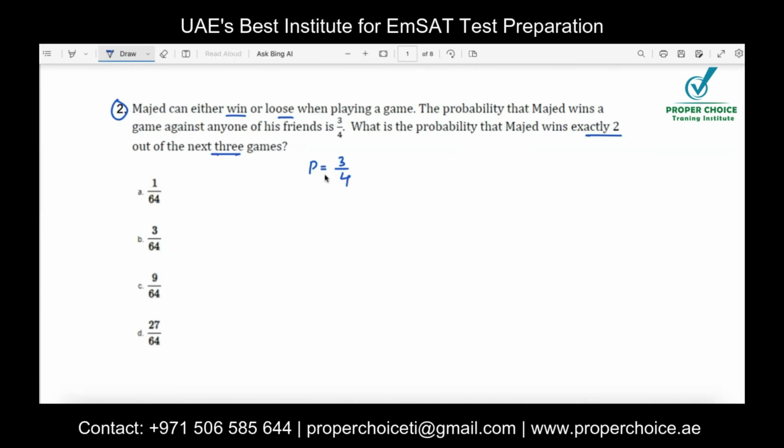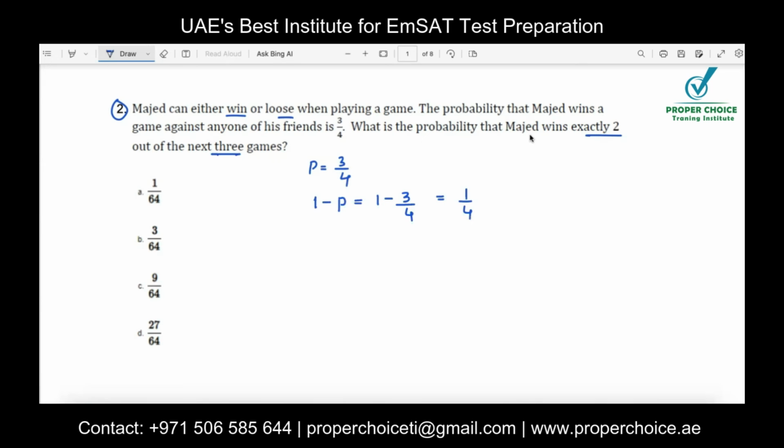So the probability of winning the game is 3 by 4. I also need to know the probability of not winning the game. To find the opposite, which is not winning, I always have to do 1 minus the probability of winning the game. That is 1 minus 3 by 4. What are you going to get? It's going to be 1 by 4. This is the chance of not winning the game.